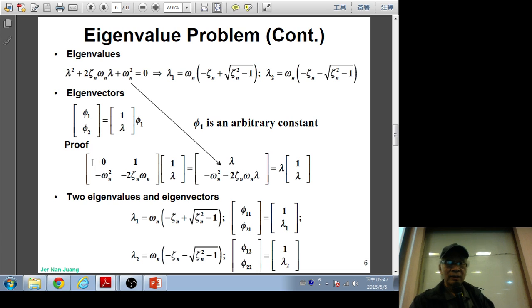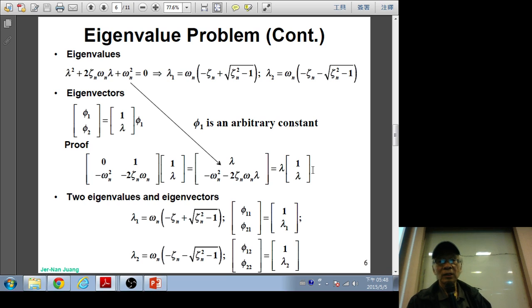Okay, then assume phi1 equal to 1. Then zeta 1 minus omega n squared minus 2 zeta n omega n times 1 lambda will be equal to lambda minus omega n squared minus 2 zeta n omega n lambda, equal to lambda and 1 lambda. So a matrix times a vector equal to an eigenvalue times its eigenvector. That's the eigenvector definition.